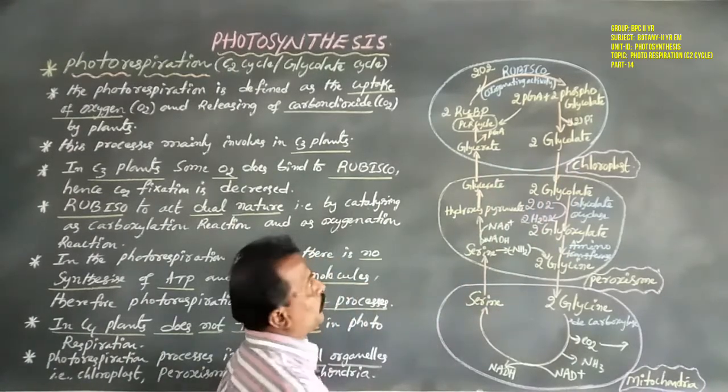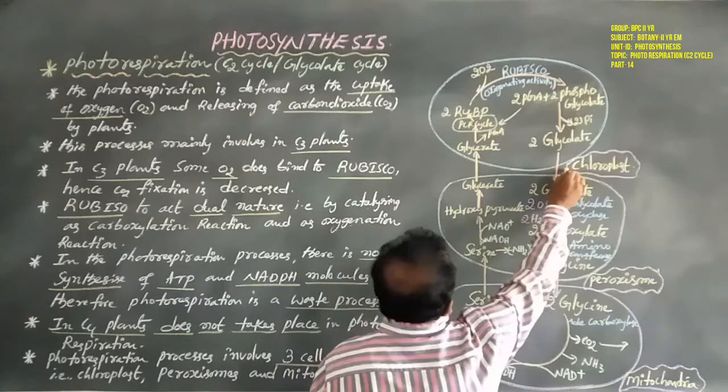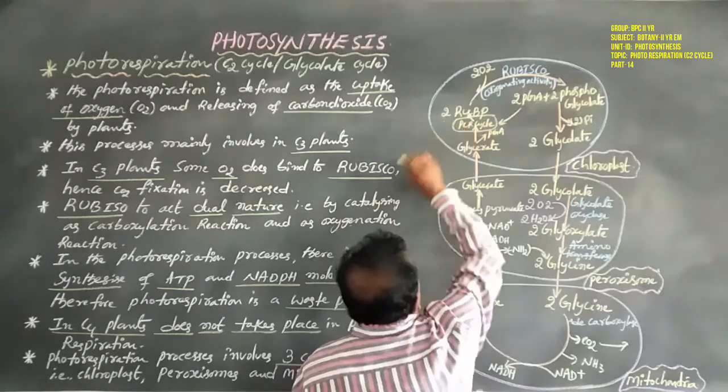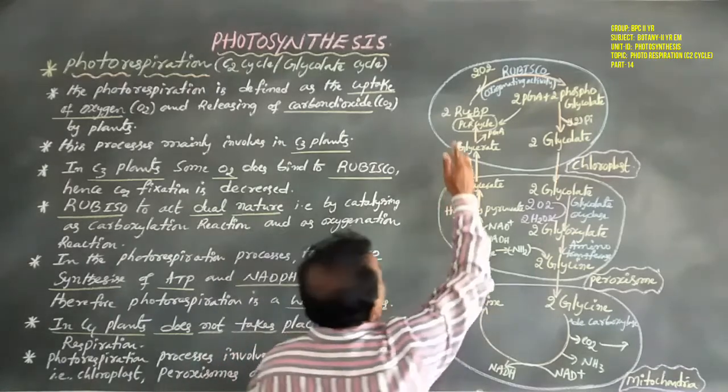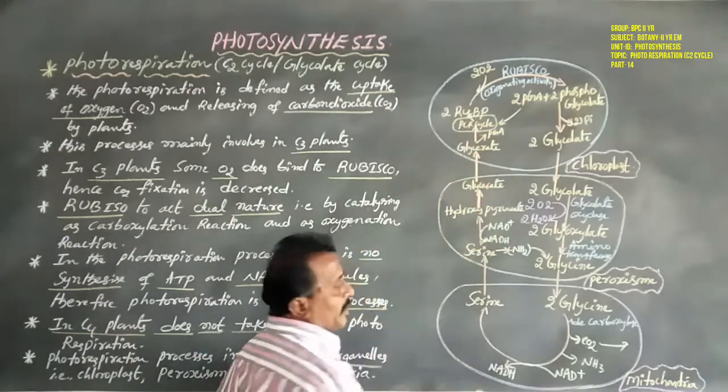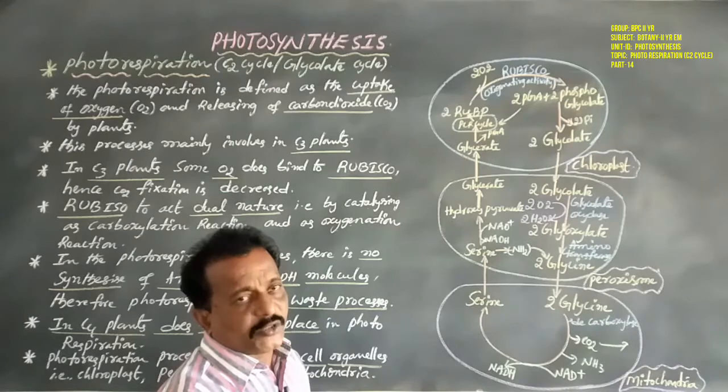Now coming to the photorespiration process in the chloroplast. Okay, clearly understood. First, the chloroplast has two molecules of RuBP. This RuBP takes up two molecules of oxygen from the atmosphere.